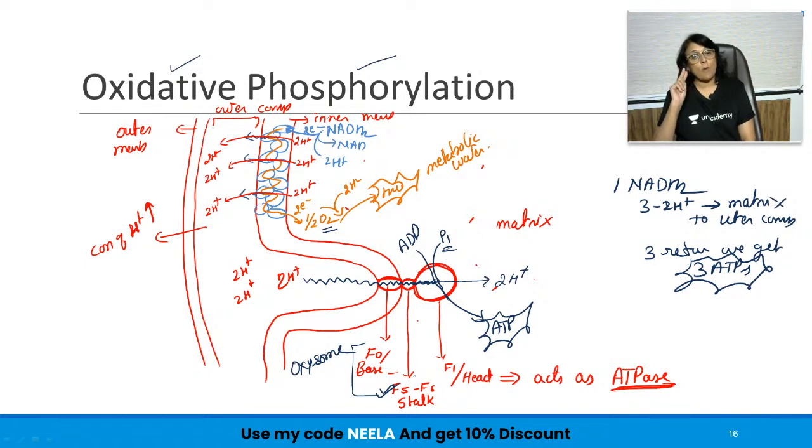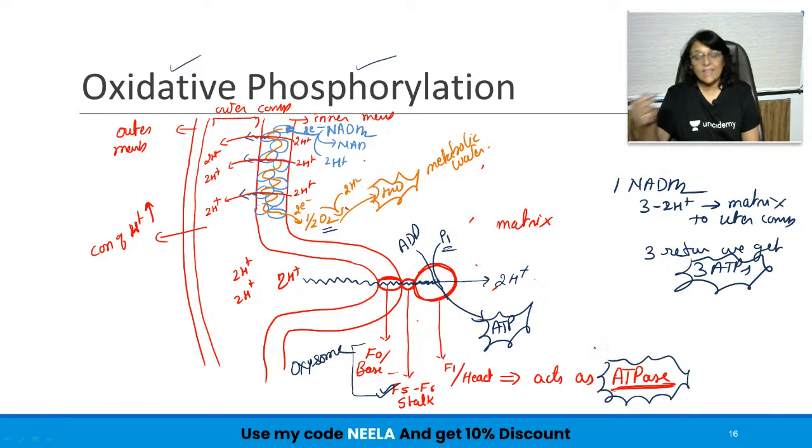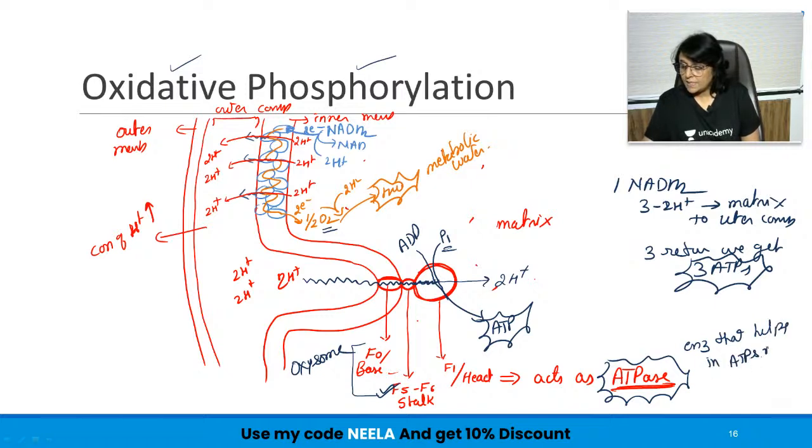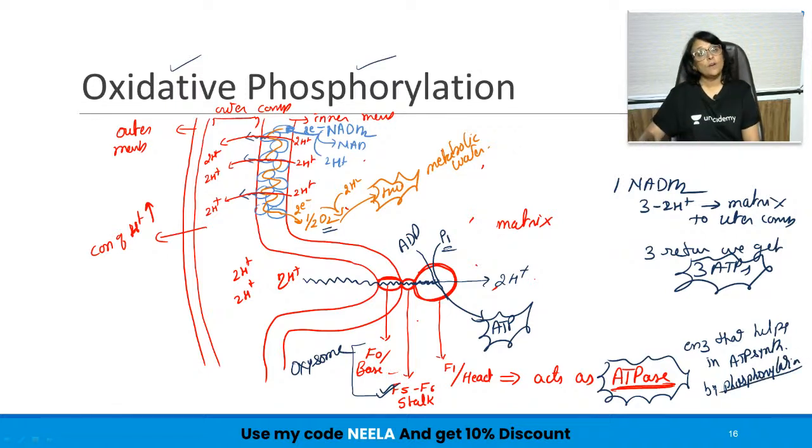So when you use the term oxysome, three parts must be there: base, the stalk and the head, and the head acts as ATPase, the enzyme which helps in phosphorylation or ATP synthesis. It is the enzyme that helps in ATP synthesis. And how is ATP synthesized? By phosphorylation, addition of phosphate.